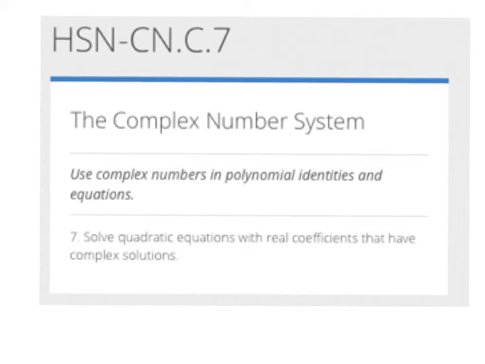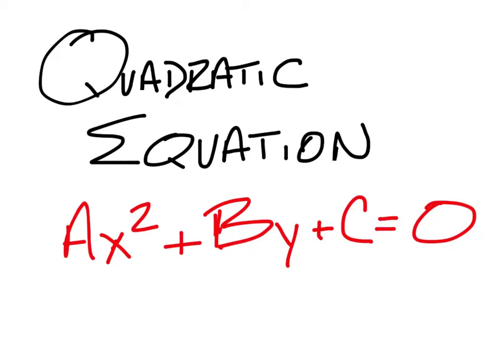For today, it's still the complex number system, but now we're going to solve quadratic equations with real coefficients that have complex solutions. And most of you have probably already done this in Algebra 1 in some form, so this might be a review. Here's example 1. First, you have to know what a quadratic equation is, so we'll review a little bit in case you forgot. It's ax squared plus bx plus c equals 0. If it's in that form, then it's a quadratic equation.